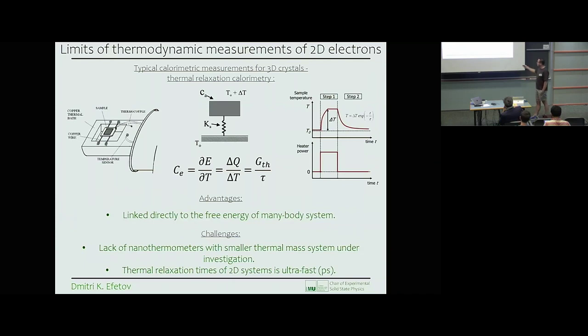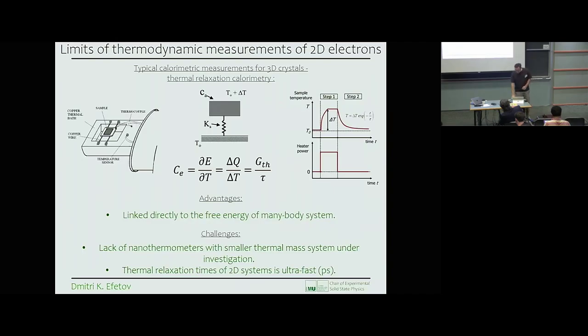So the challenge is that thermometry is hard, and the other challenge is that thermal relaxation times in 2D materials, because they're strongly coupled to the environment, are usually ultra low. The thermal relaxation time of graphene is, for example, on the order of picoseconds. To copy this thermal relaxation calorimetry scheme for two-dimensional materials, we would first need a good thermometer, and second, we would either need to isolate the system dramatically, which is really hard, or perform the measurements on a picosecond timescale.